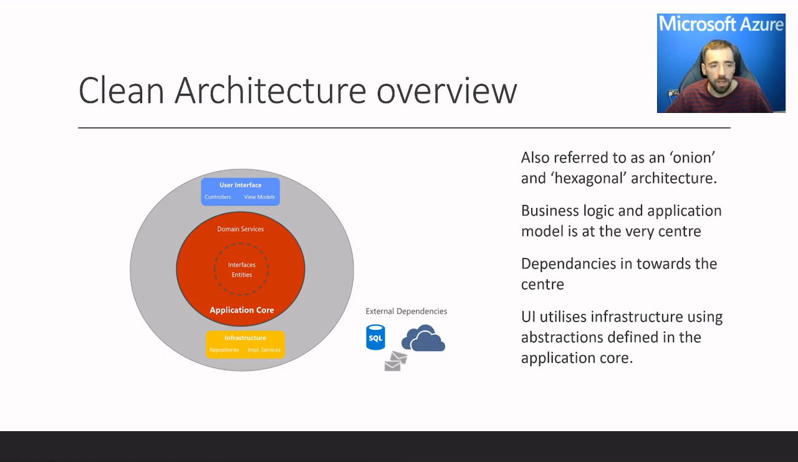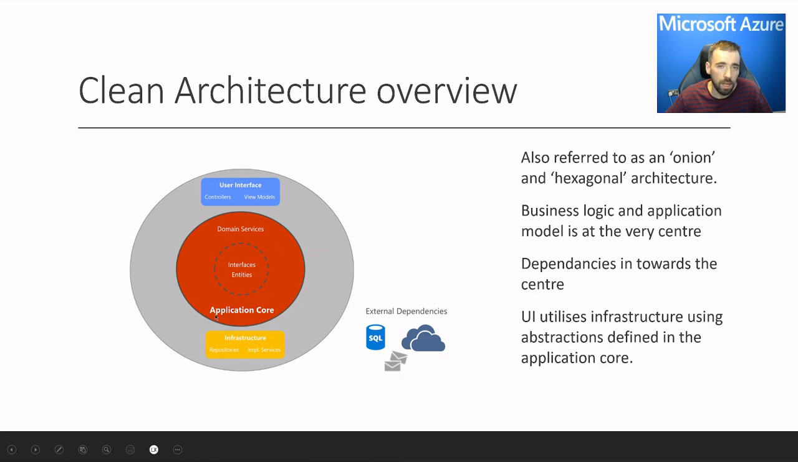So the business logic and the application model is placed at the very center. So when we're looking at that N-tier, the middle layer was the business logic. That depended on the data access layer, and the presentation layer depended on it. So in this scenario, instead we're putting the business logic layer at the application and the application model at the very center. Dependencies flow inwards. So the UI and infrastructure layer in this diagram depend on the application core.